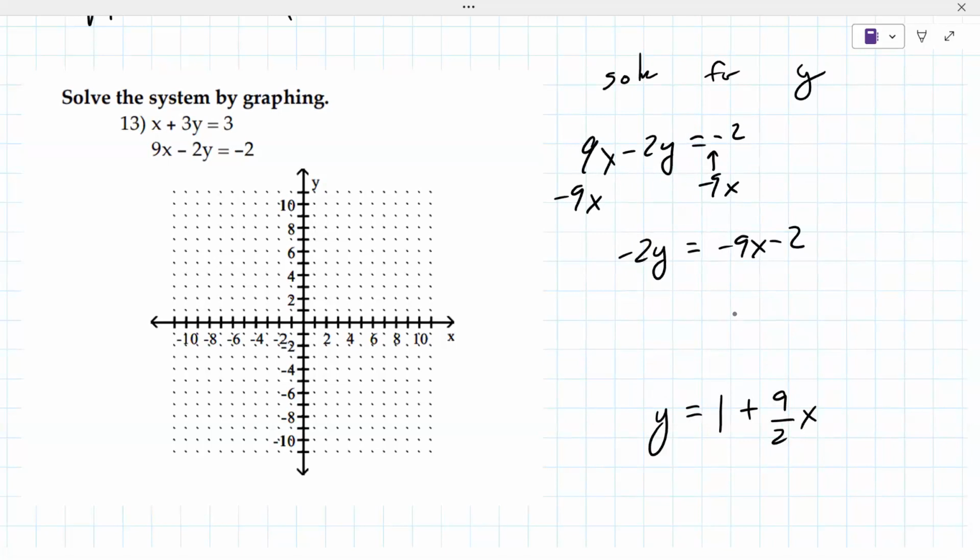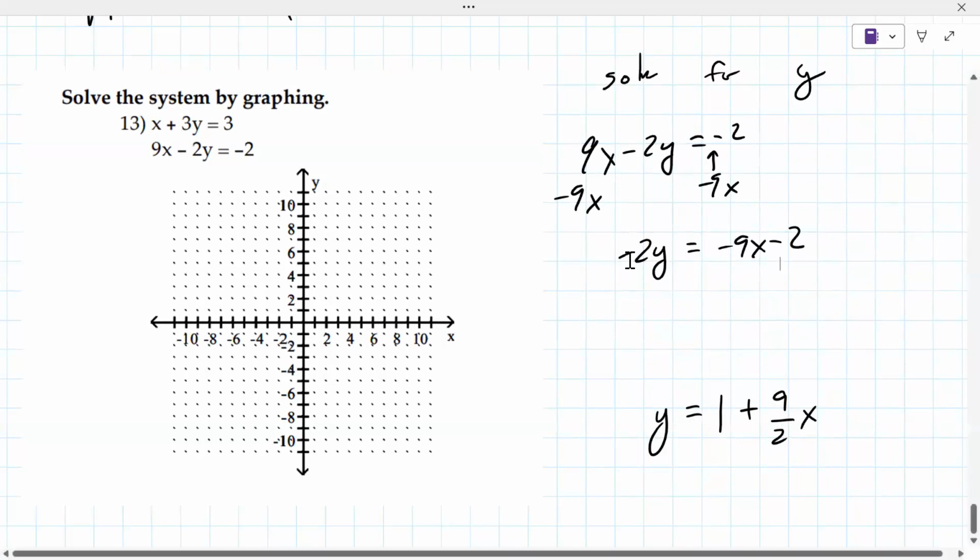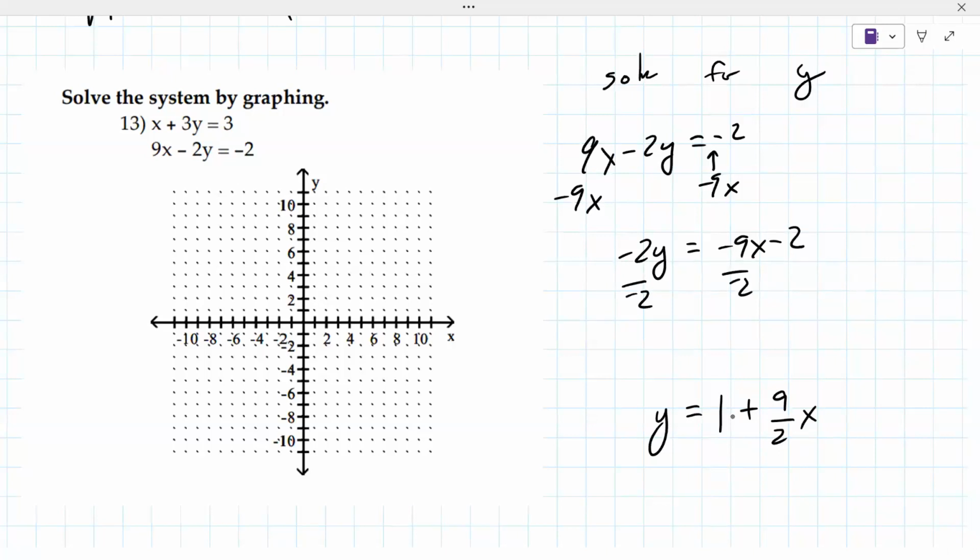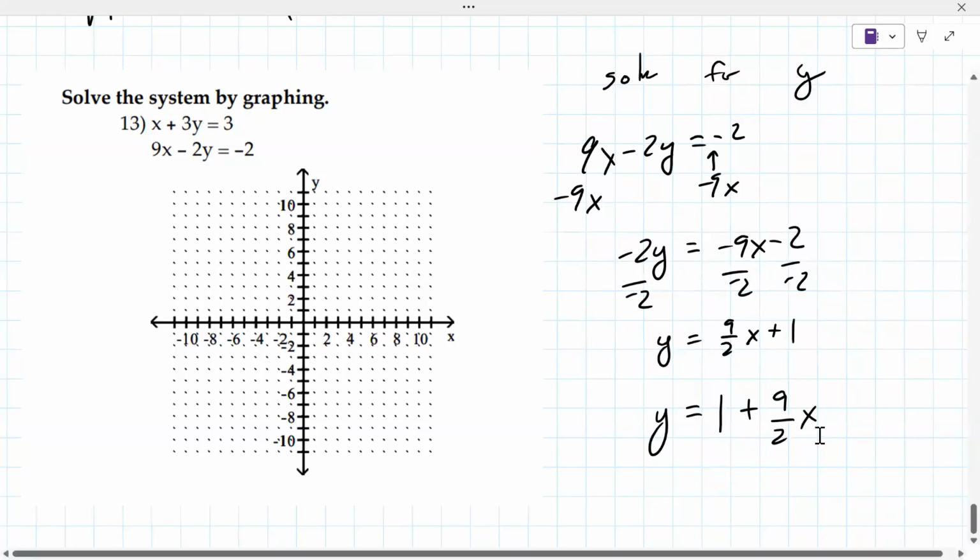I hope you can remember me saying that, because it's really important. I would be concerned that you wouldn't know the slope of this and potentially graph it wrong. Now, the rest of it's great. It is 9/2x plus 1, or like you had, 1 plus 9/2x.